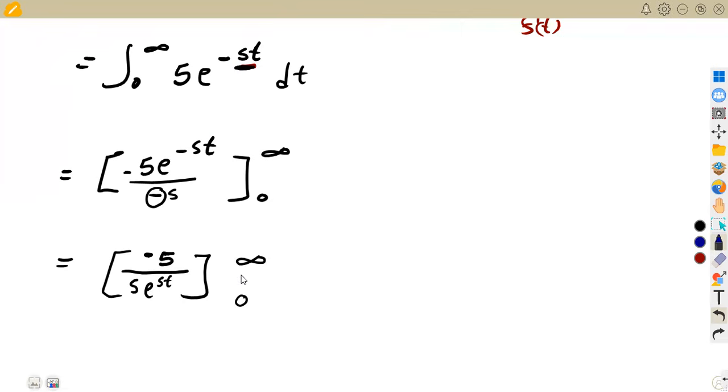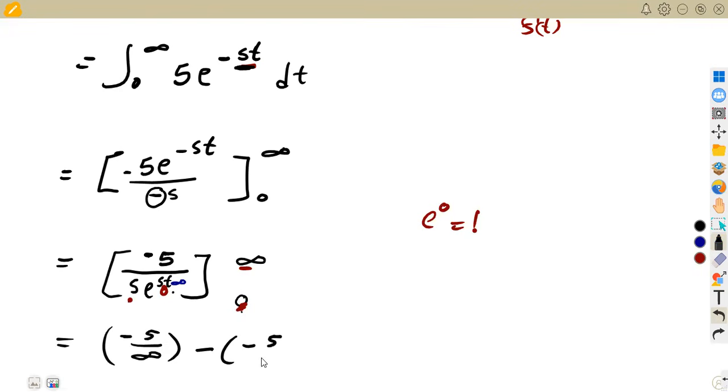All right. So the moment we substitute, our upper limit is infinity. So we're going to put infinity where there is e. Remember, I said e to the exponent of infinity is infinity. So we're going to have infinity times s, which is simply infinity. So that's minus 5 over infinity. Minus, we substitute our lower limit, upper limit minus lower limit, that's 0. If we substitute 0 in place of t here, e to the exponent of 0 is 1. So it's 1 times s, which is going to give us s. But knowing that there's a minus 5 on top, it's going to be minus 5 over s.